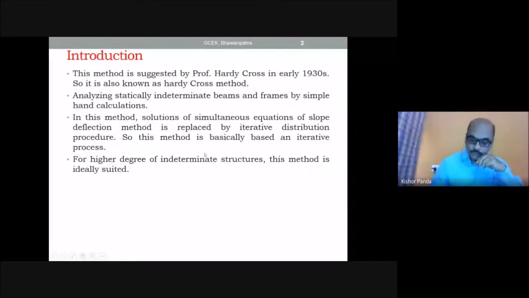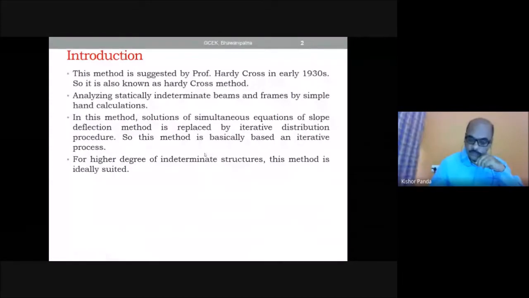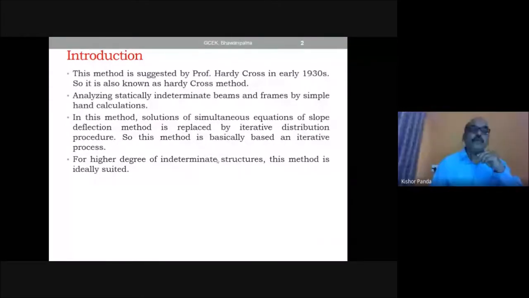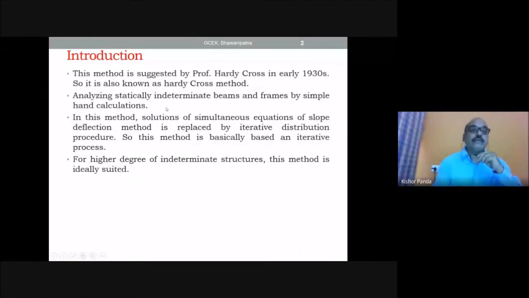You know, in any continuous beam or frame, at each joint the sum of the final moments is equal to 0, as in the slope deflection method. But here you have to solve this by an iterative process. So this is the procedure.